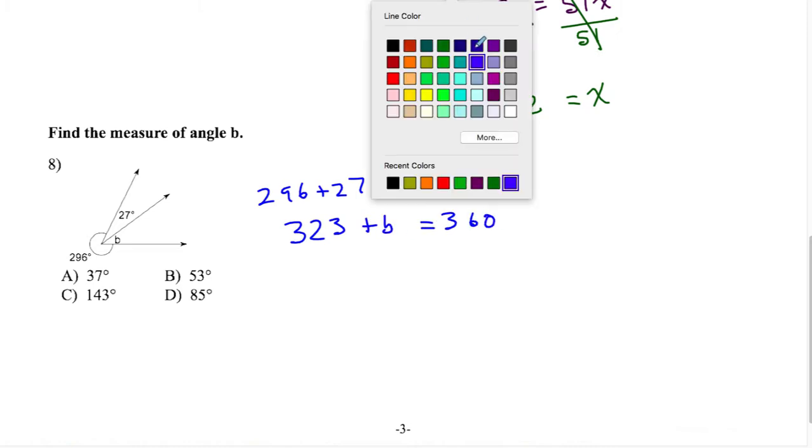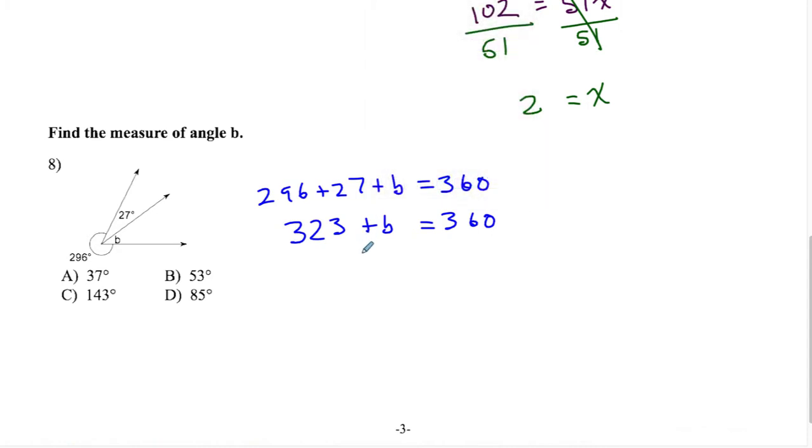Then from there, I'm going to switch colors and subtract 323 from both sides. I'm left with just B because those cancel out. So B is now equal to 37. And there it is, A. A is the correct answer.